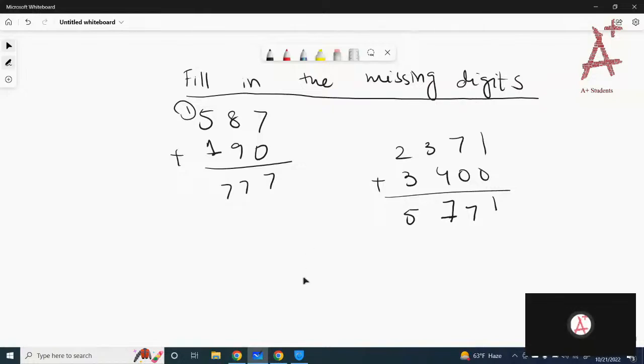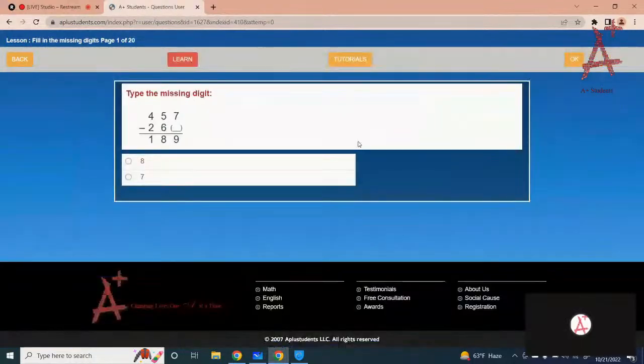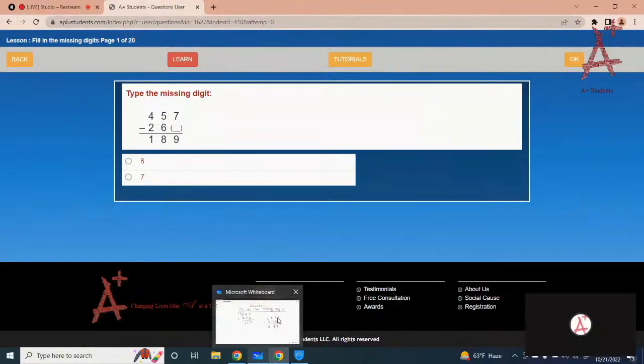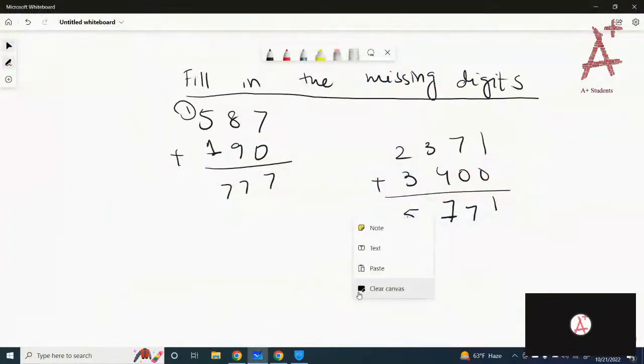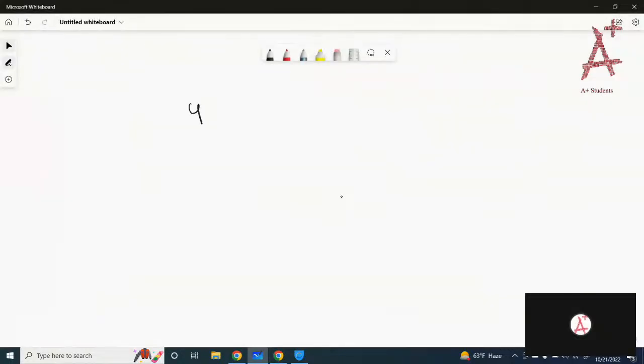Okay, on the top right corner we have a test button. Let's just start with the test. Okay, the first one is 457 minus 26, and the missing number. Let me write it down on board. 457 minus 260, and here you have a missing number, and the difference given is 9, 8 and 1.